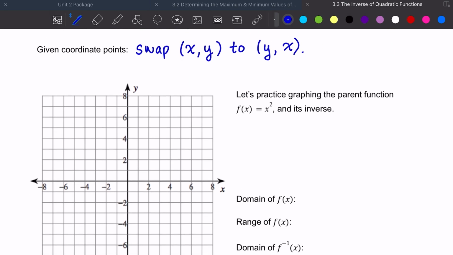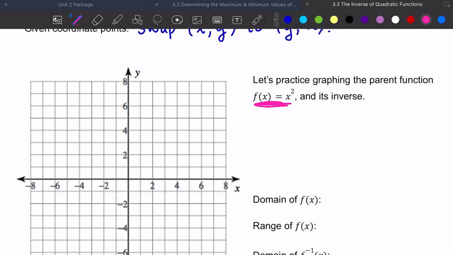The same thing applies for quadratics. So okay, if I'm doing the original parent function, which I'll do in pink. I'm feeling kind of like Barbie, right? Hot pink, right?